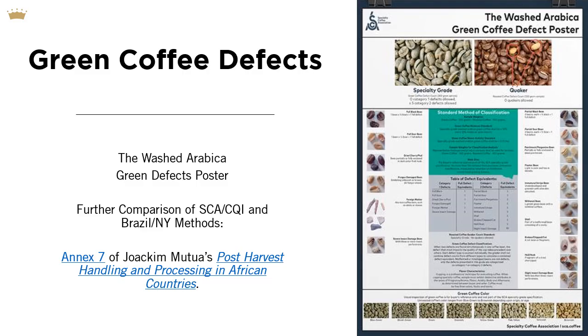You can find a list of the details on both of these defect grading methods within Annex 7 of Joakim Mutua's Post-Harvest Handling and Processing in African Countries. It's a really great resource. It breaks down a lot of the details of both methods pretty well. There are merits to both of these methods, where the SCA-CQI method places a heavier emphasis on the flavor impact of these defects, and the Brazil-New York method tends to help with securing contracts and protecting equipment.